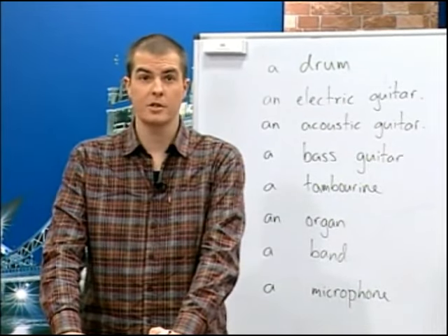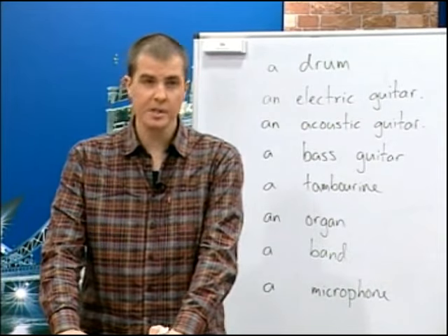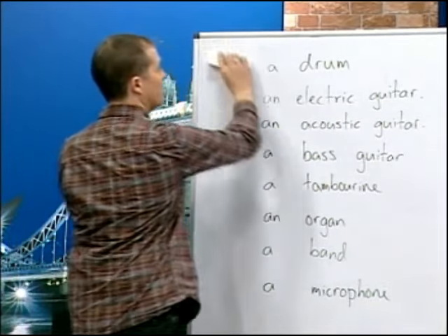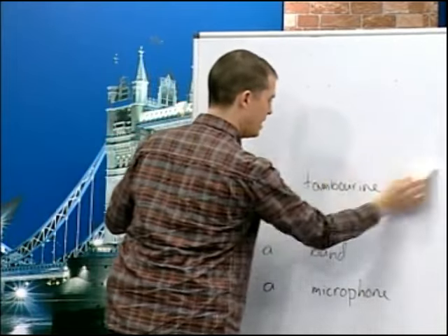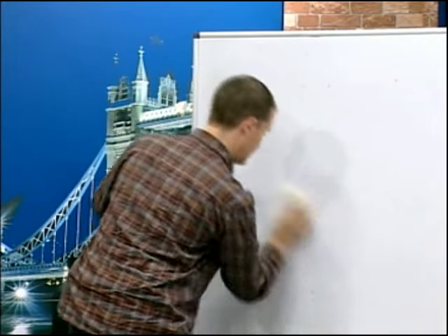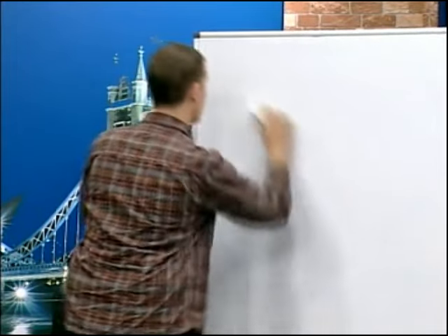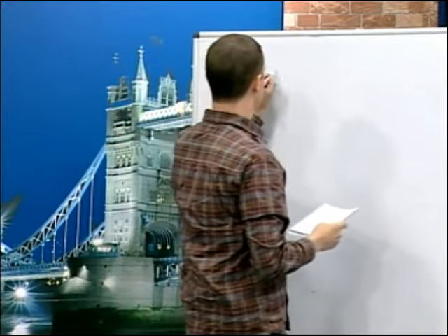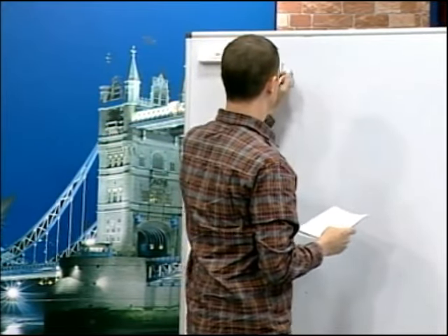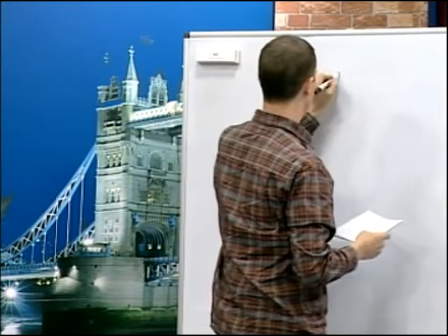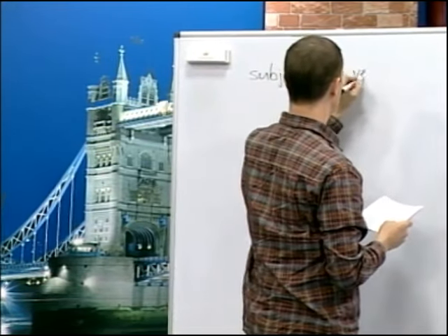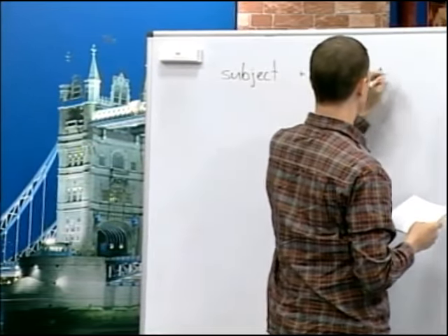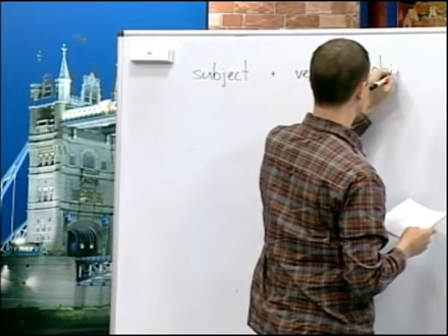Let's review sentence structure again. Most sentences have a subject, a verb, and an object. So let's put them on the board. Subject plus verb plus object.